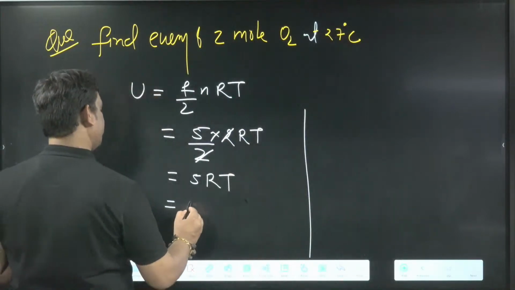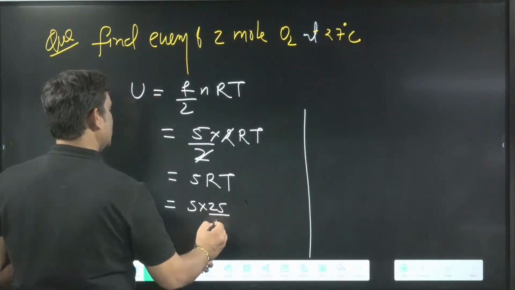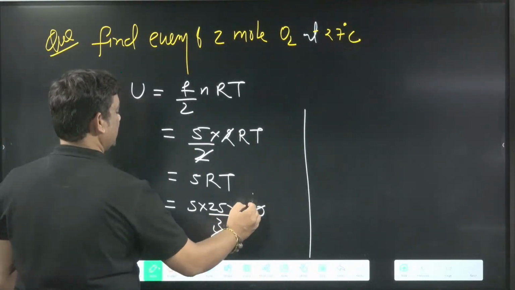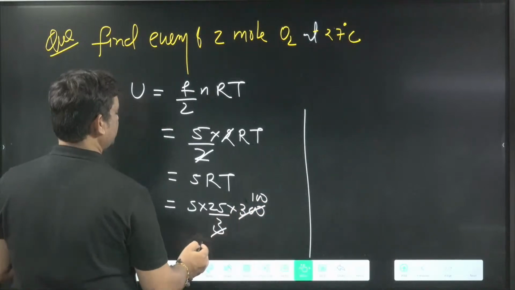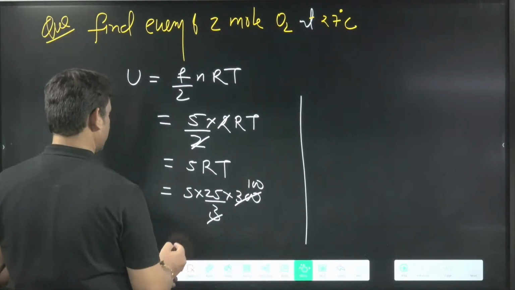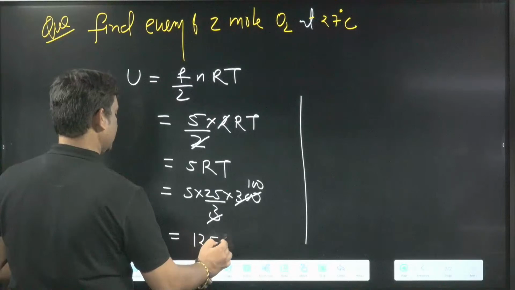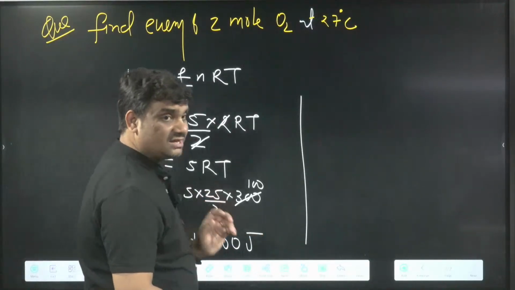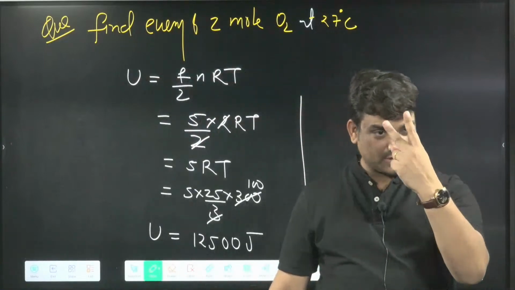So I will say here 5 R is 25 by 3, RT is your 300 K, so this becomes 25 into 100, which is 2500, divided by 2... finally 1250 joule. But suppose they're asking for calories, then I will put the R value as 2.